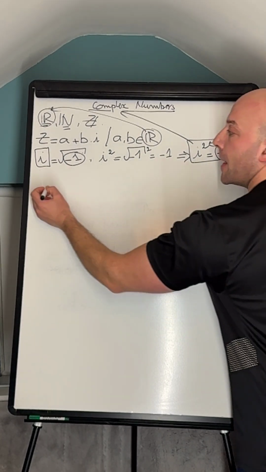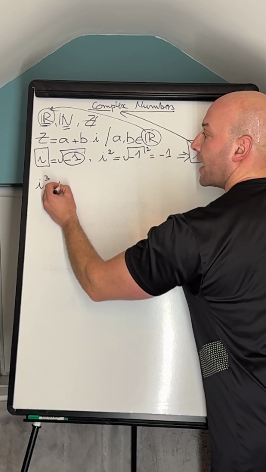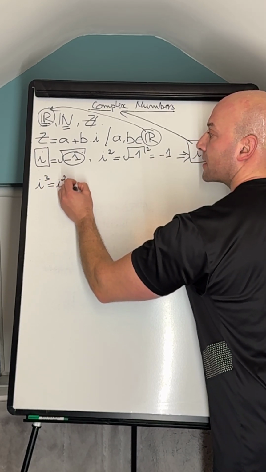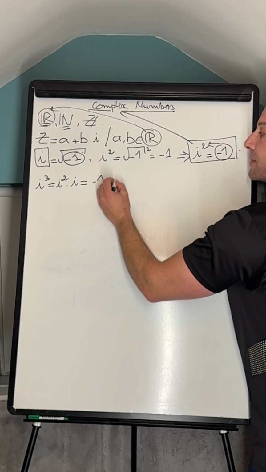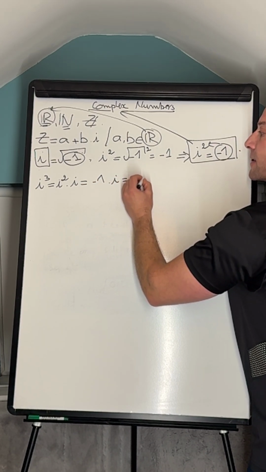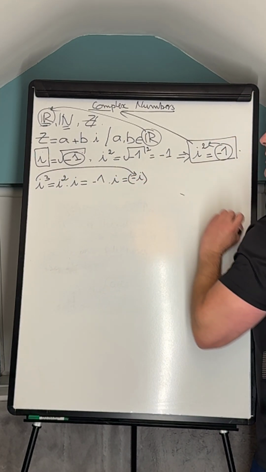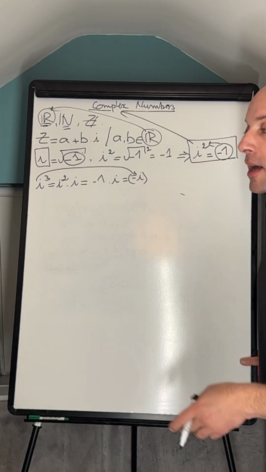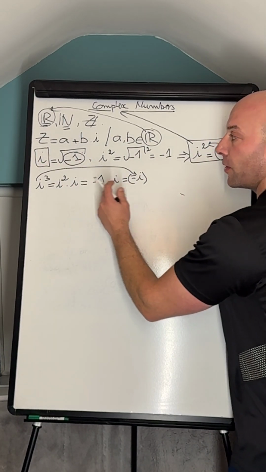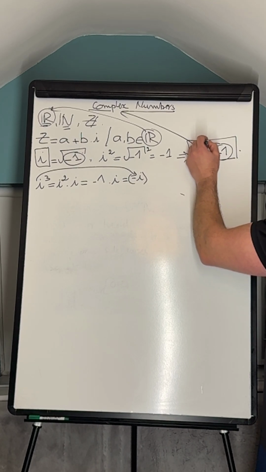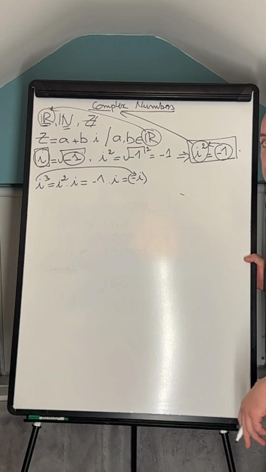Then let's move on. i power 3 equals i power 2 times i. i power 2 equals -1, times i, equals -i. Then i power 3 equals -i. And you can move forward with i power 4, i power 5, and move on using i squared, where i equals the square root of -1.